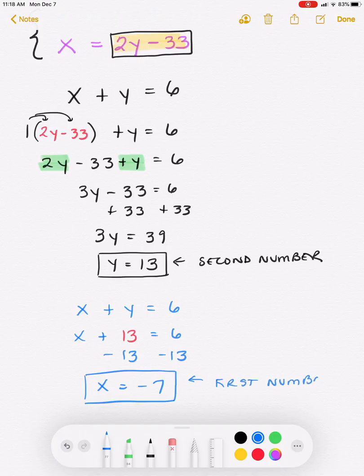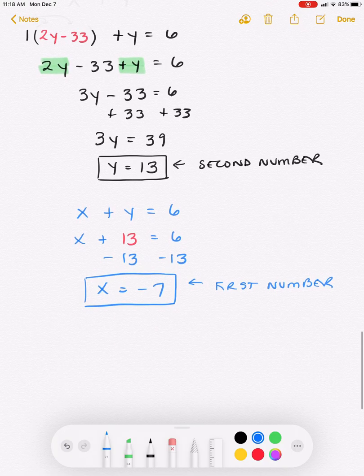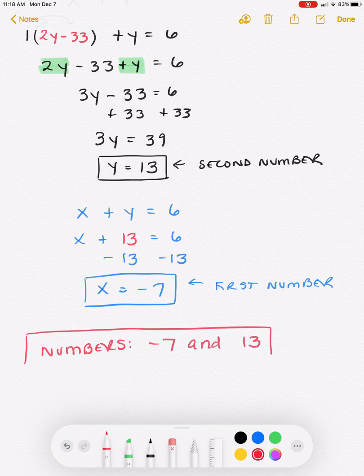So then finally, to answer the question when it says find the numbers, the numbers are going to be negative 7 and 13. And in this case, we don't need to write that as an ordered pair because you're not necessarily figuring out the intersection per se, you're trying to figure out the two unknown numbers.